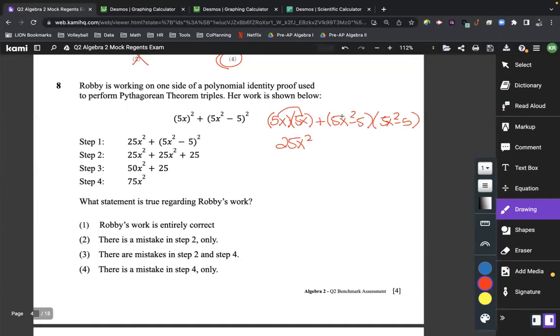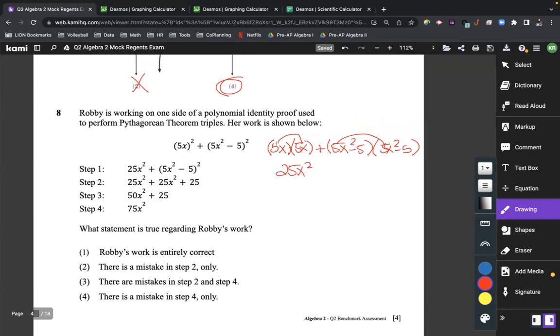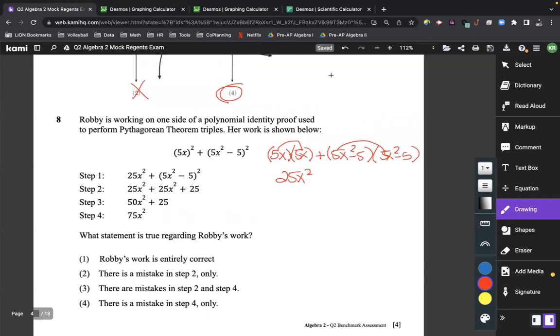I'm going to do the extra work up here, right? Because it's 5x squared times 5x squared. So let me move this up like so. That's going to be 5x squared times 5x squared, which is 25x to the 4th. Then 5x squared times negative 5, negative 5 times 5x squared, and negative 5 times negative 5.